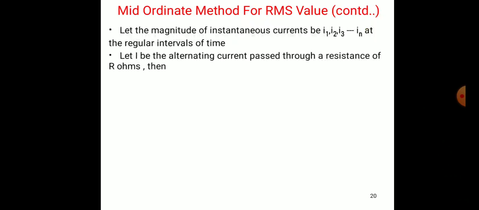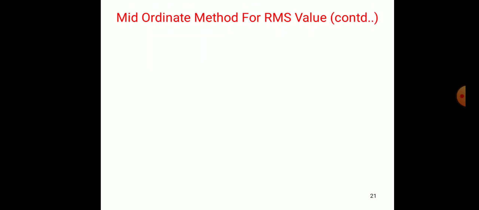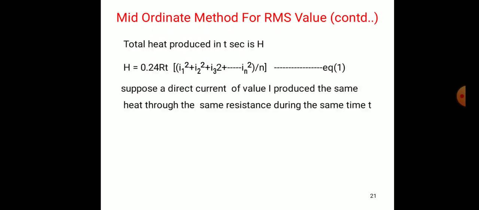So how can we measure this? Let the magnitudes of instantaneous currents be I1, I2, I3, and so on. For the root mean square value, we need to get the square of each quantity, like 0.24 I1 square RT. Like that we calculate the values and then add them. So H equals 0.24 RT (I1 square plus I2 square plus ...).